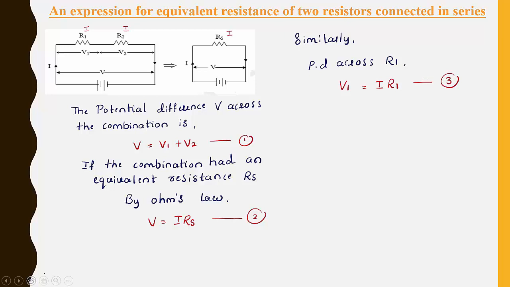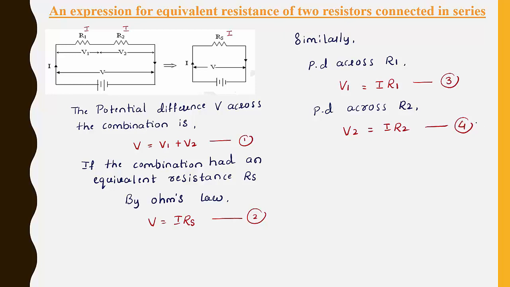Similarly, now we can write the potential difference across resistor R2. How to write the potential difference here? The potential difference across resistor R2 is denoted by V2. Current is I and resistor is R2, so V2 equal to I R2. Let us take it as equation number 4.